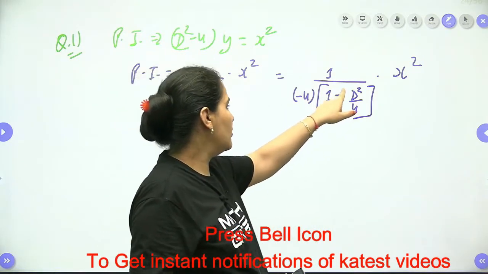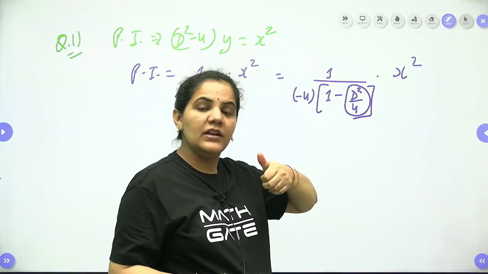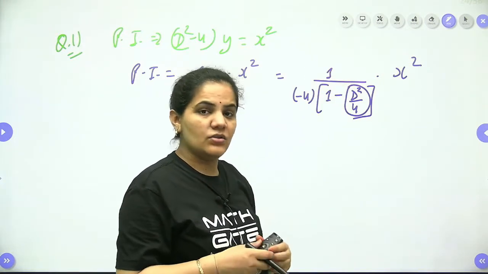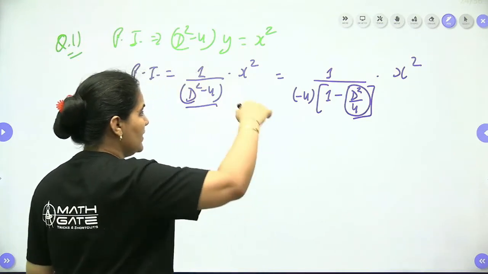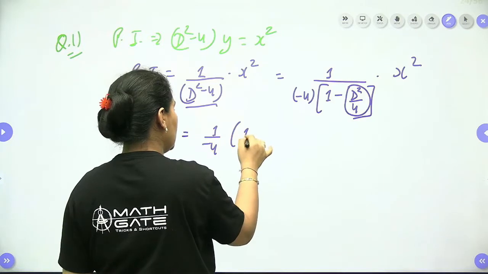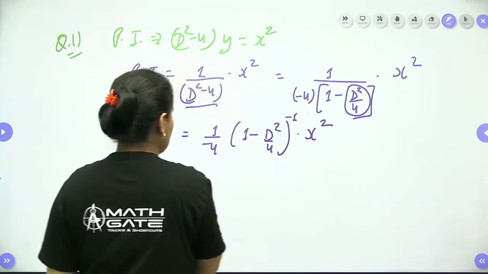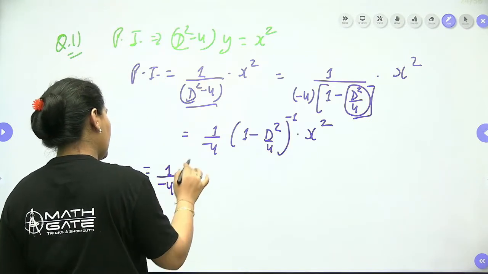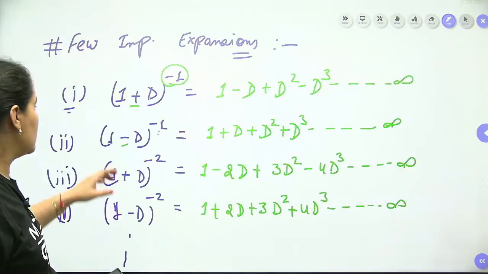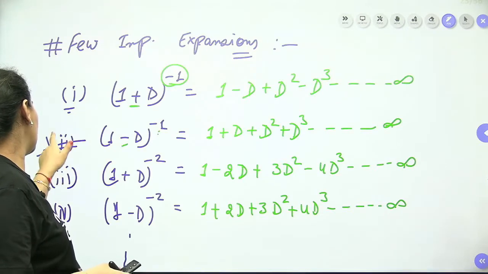Now although we can write down d square by 4 in the place of d, it's done. So still for me it's the 1 minus d form. We can just shift this form into the numerator. When we shift it, it will be (1 minus d square by 4) to the power minus 1 into x square. So we will go for (1 minus d square by 4) to the power minus 1. We will go with this form only.